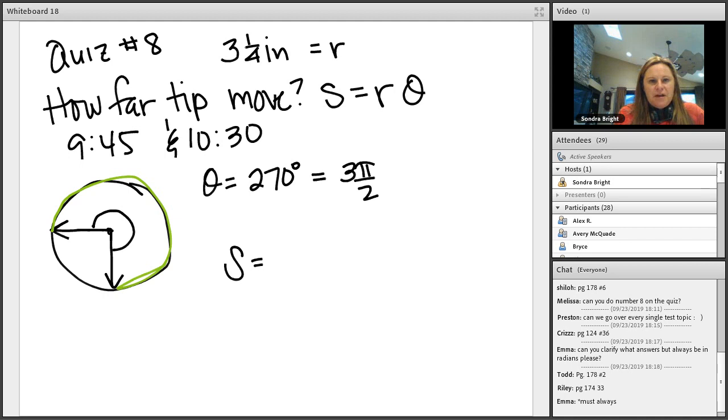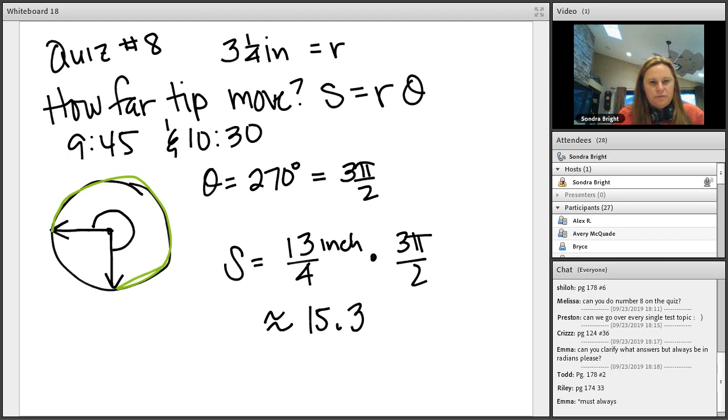All right, so we've got 3 1/4 inch, which is 13/4 of an inch, and we're going to go times 3 pi over 2. And it said to round to the nearest tenth, and so we've got 15.3 inches.